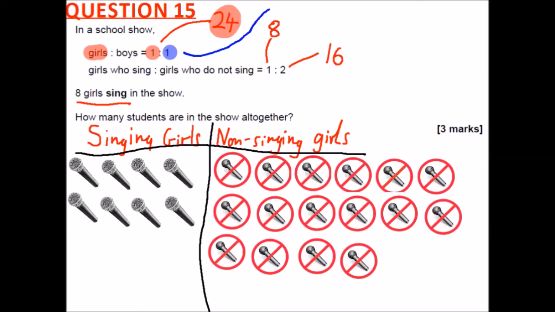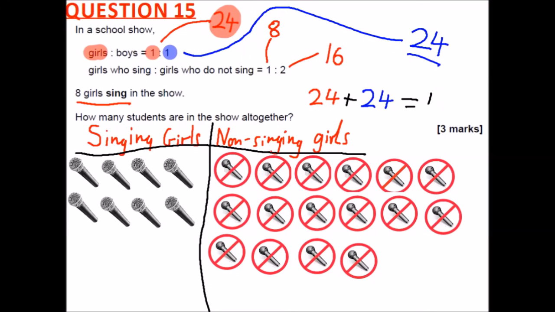Because that 1 for the boys will also represent 24. The question asks us, how many students are there in the show altogether? So the total number of students in the show altogether will be the number of girls, which is 24, added to the number of boys, which is the same as the number of girls, which again is 24. So 24 girls plus 24 boys would give us a total of 48 students in the show altogether. And that's your final answer, 48 students.